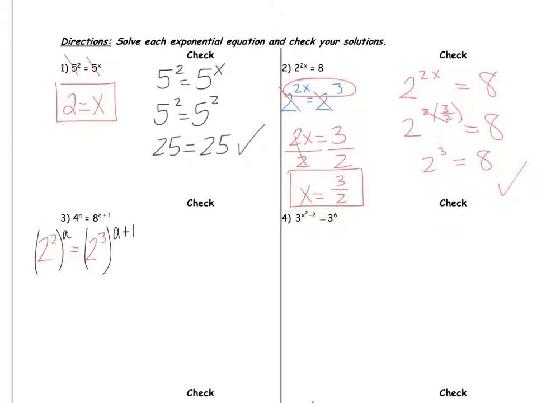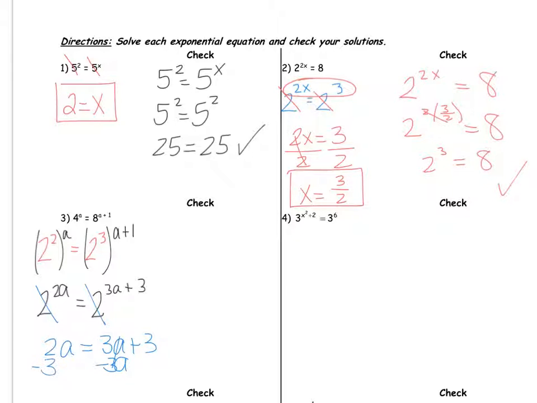Okay, now before we can cancel out the bases, we actually have to get rid of these parentheses. So we're going to multiply the 2 and the 2a, and we're going to multiply 3 into all this. Or in other words, multiply 3 times a, which gives me 3a, and 3 times 1, which gives me 3. Okay, now the bases are the same, so I can cross them off, and I can set the exponents equal to each other. So 2a equals 3a plus 3.